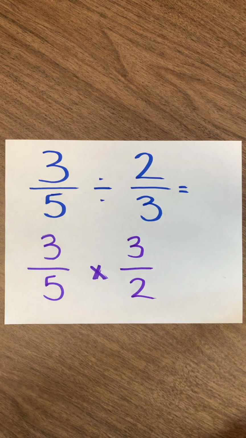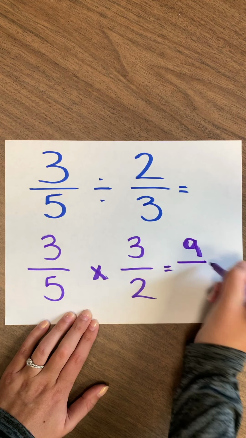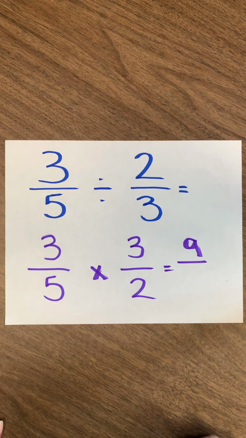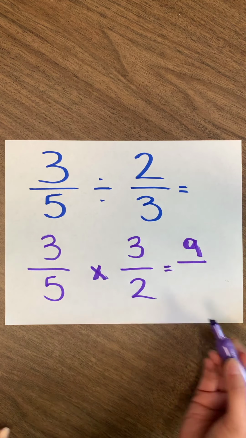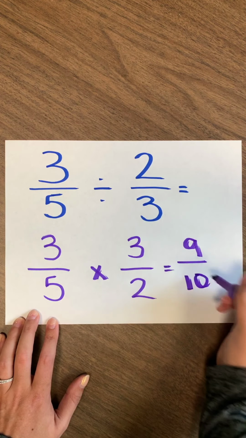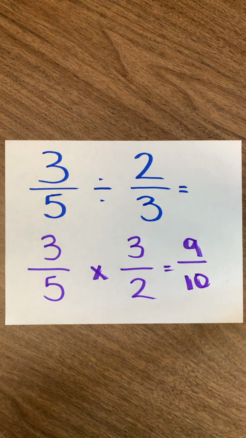Now we have a problem just like last week's. I hope you found multiplying fractions easy last week, because this is pretty much what we're going to do again. So to multiply fractions, we start by multiplying the numerators. So 3 times 3 is 9. And then we'll multiply the denominators. 5 times 2, which is 10. So we end up with 9/10.